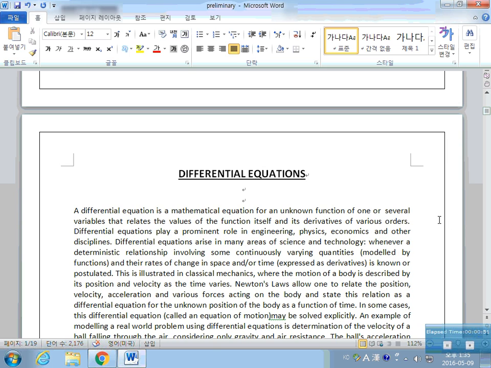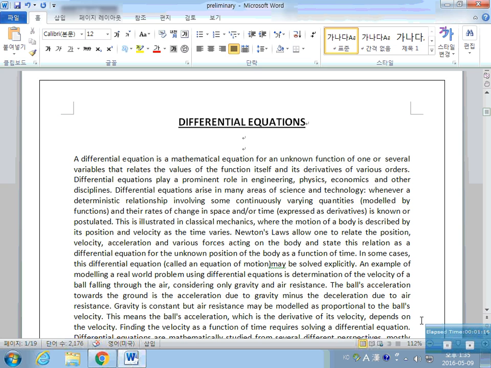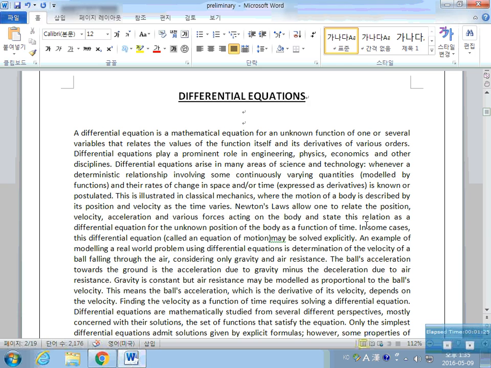So what is a differential equation? A differential equation is basically a mathematical equation for an unknown function, in which the unknown function lies within that differential equation. Like if I have a differential equation y dash, and I have to find the unknown y, so this y is inside this differential equation. Now, there is a lot of usage of these differential equations in engineering, physics, economics, and other disciplines.